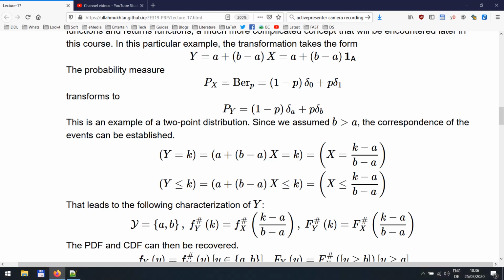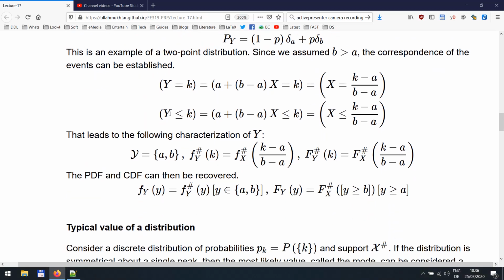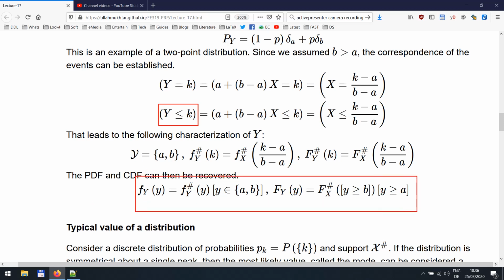If you look at this now, the question for the CDF of Y looks like that. The same question for X will take this form. So small k will be replaced with that expression, and this less than or equal to doesn't change. So the CDF of Y at k will be the CDF of X at that thing. Remember, these are not the actual PDF and CDF. The actual PDF and CDF can be recovered in this way, and that is something which you already know.